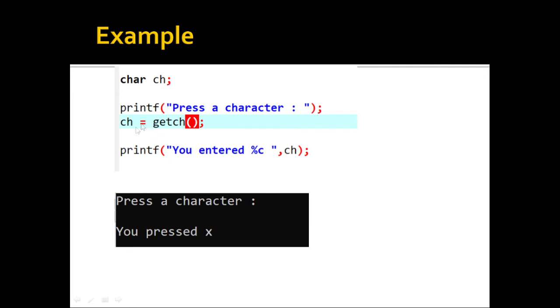After pressing the character, the program will execute this. You pressed %c, ch. This should be you pressed, okay? So the output will be press a character. The user presses a character, but it will not be displayed on the screen. And then you press X.